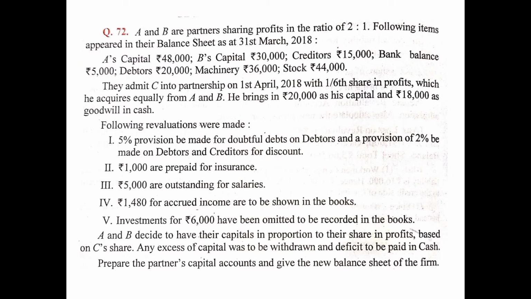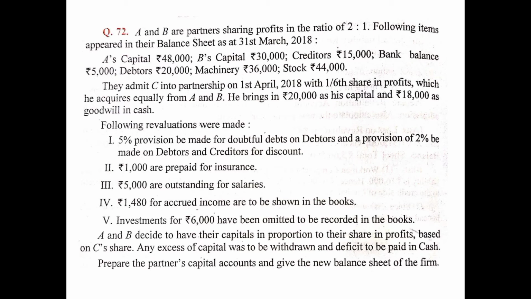Then 1,480 was accrued income, that is now to be shown in the books. Again, unrecorded asset because accrued income is an asset. So it is an increase in asset and will be shown on the credit side of revaluation account as by accrued income 1,480, and it will also be shown on the asset side of the new balance sheet of the new firm after the admission.